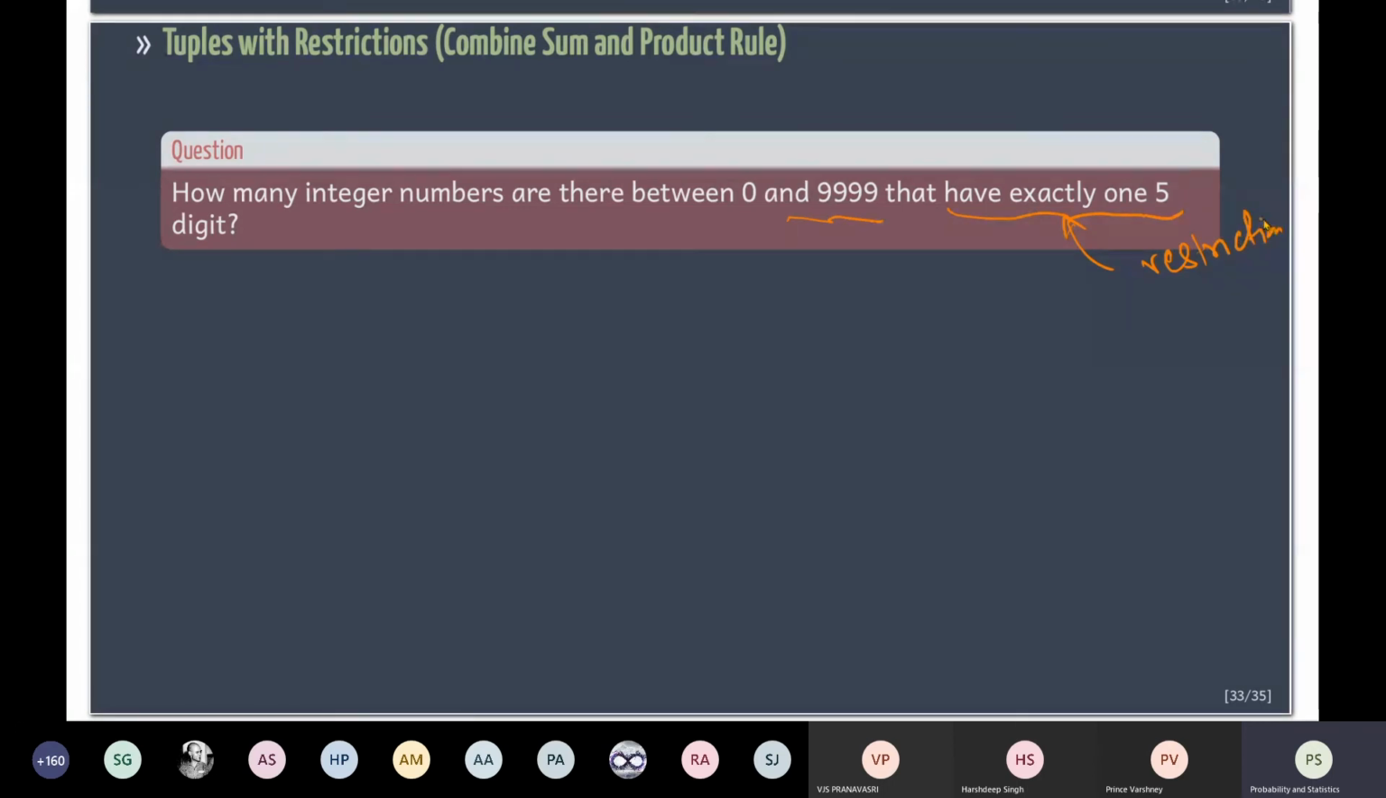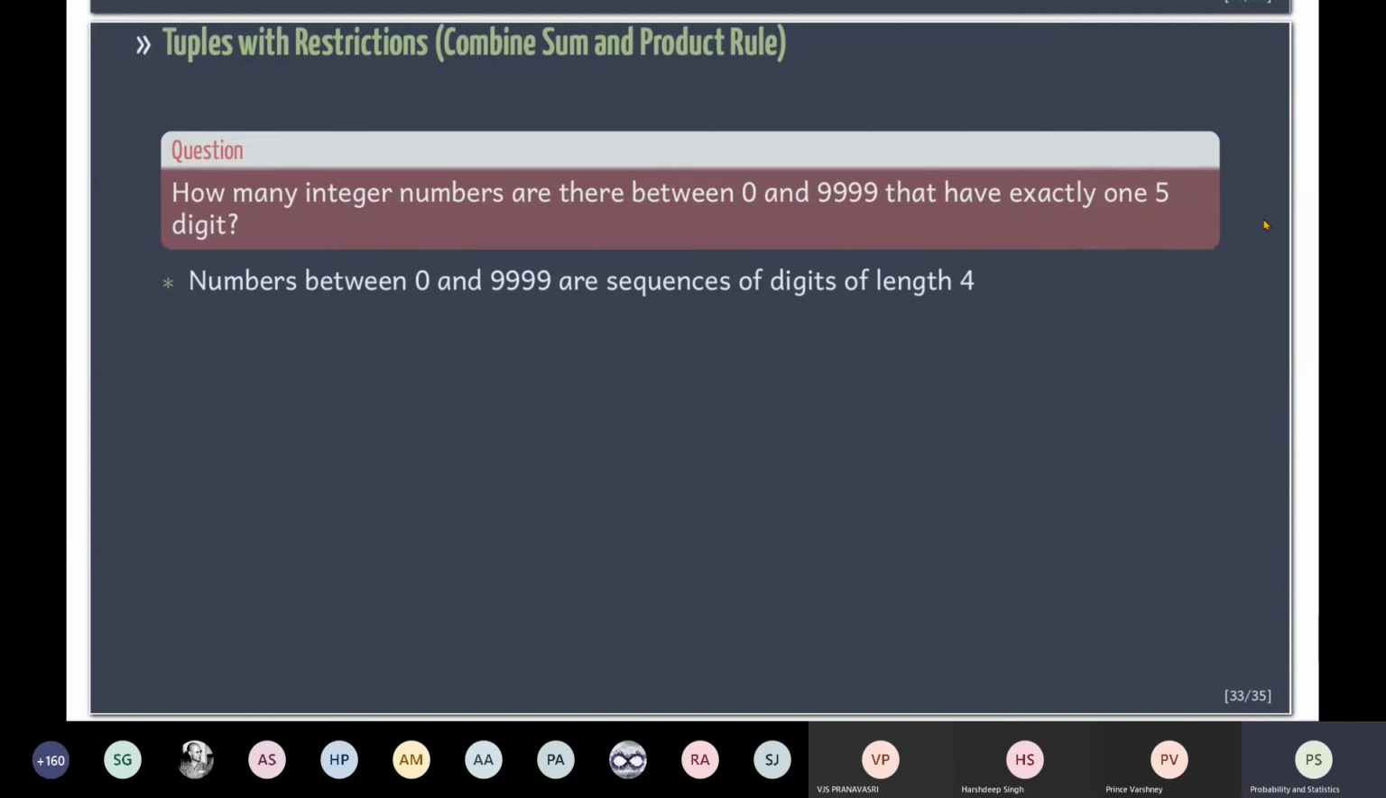Okay, so how do we go about solving such a problem? Let us see. The first observation is that the numbers between 0 and 9999 are sequences of digits of length 4. The 3-digit numbers will correspond to sequences starting with 0.